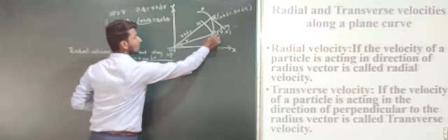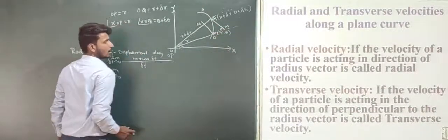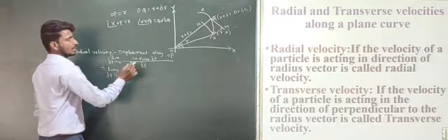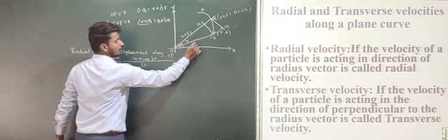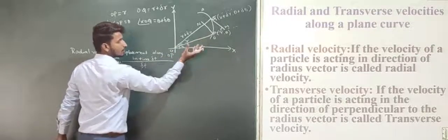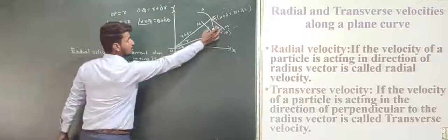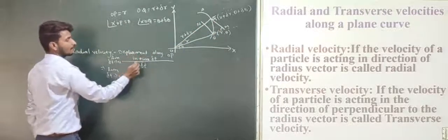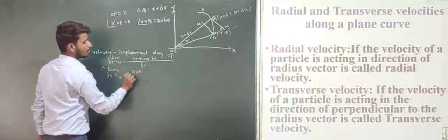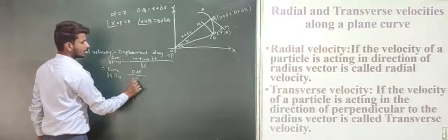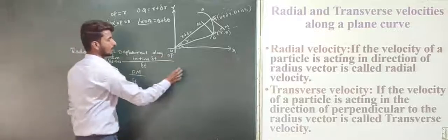The displacement along OP in the time delta t means you have to find PM. Along OP you already know the distance traveled will be r, but you don't know the displacement made by the particle along OP. So the displacement along OP in time delta t will be PM divided by delta t. Then what is the value of PM? How do we find the value of PM?